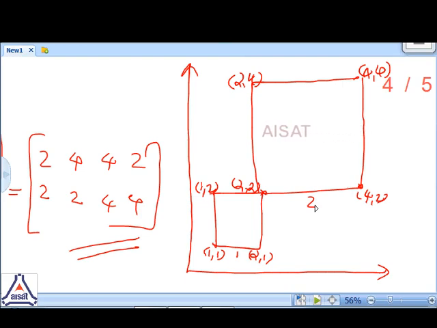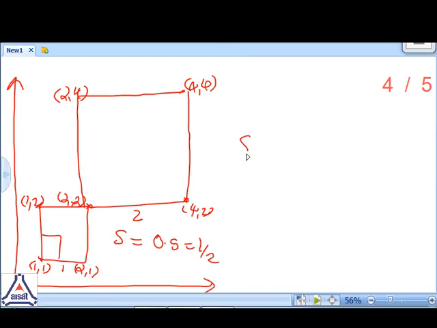Similarly, we can also reduce this rectangle to a smaller size like this with a scaling factor of 0.5 or 1 by 2. In order to get that, we have to multiply with the scaling matrix 0.5, 0, 0, 0.5. So, it is as simple as that. In order to get the final coordinates of a rectangle or a 2D object, we have to multiply it with the scaling matrix.